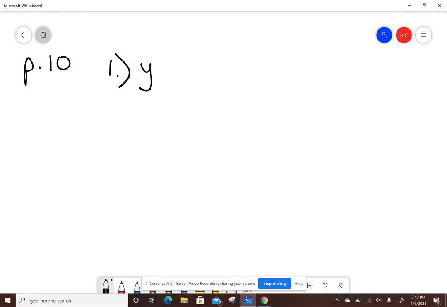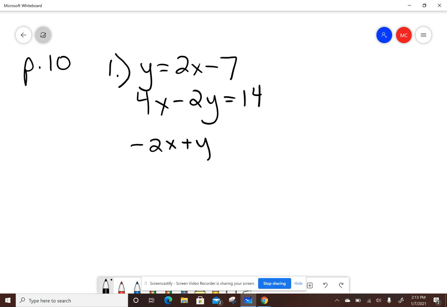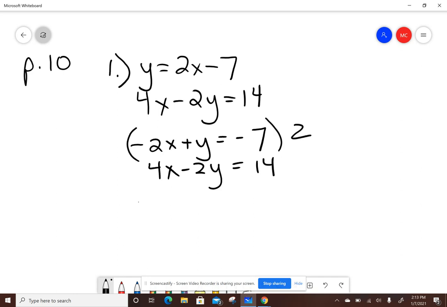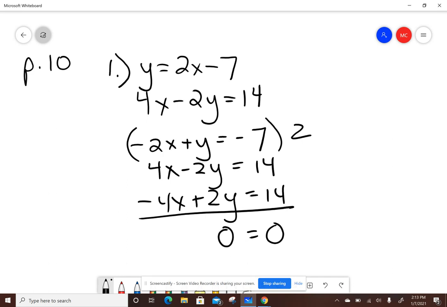So for number 1, we have y equals 2x minus 7, 4x minus 2y equals 14. I'm going to line these up. -2x plus y equals -7. 4x minus 2y equals 14. I'm going to multiply the top by 2. I get -4x plus 2y equals -14. And I end up with 0 equals 0, which is true. So it's infinitely many solutions.